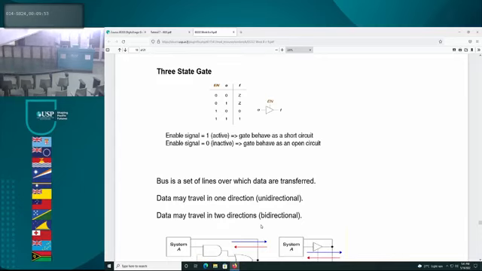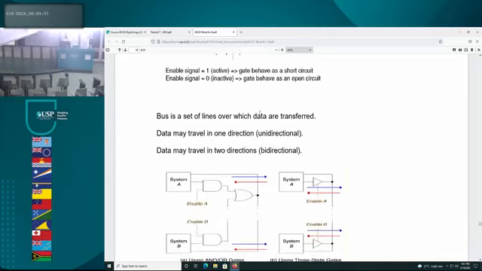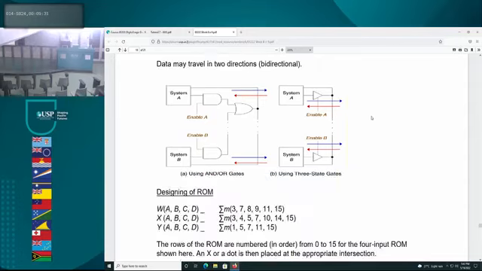Now remember, I always make the joke about bus. Bus is a set of lines over which data are transferred. Not just a single line, but when you have multiple lines. For example, if you have an 8 by 3 encoder, so 8 lines going into the encoder, that's a bus. Data might travel in one direction or data might travel in both directions.